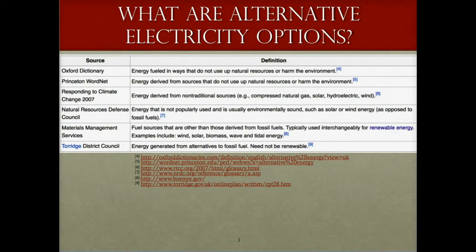Alternative energy can mean different things depending on who is defining the term. Here are 6 different definitions of alternative energy. Some limit it to renewable energy sources only, and some include anything that is different from conventional sources. For this unit, we will use this more inclusive definition.